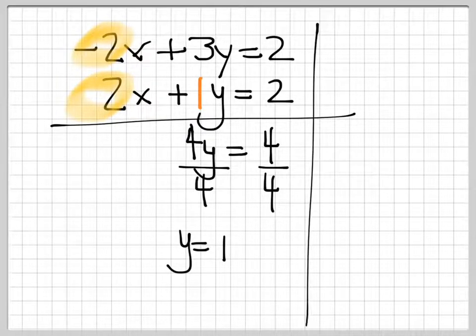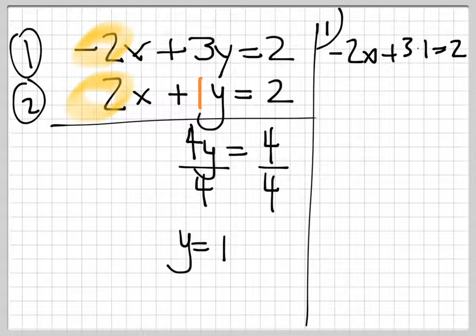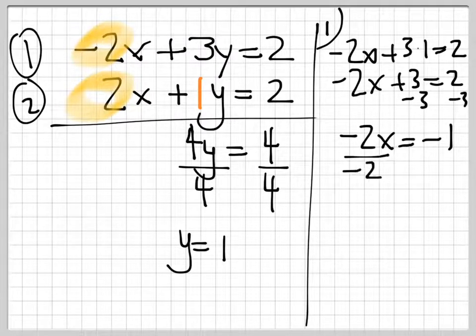So now, when we come over here to do our little bit of side work, we need to figure out what x is. Pick an equation. Here's 1, here's 2. Let's be brave and do equation 1. Negative 2x plus 3 times 1 equals 2, which is negative 2x plus 3 equals 2. Move the 3 over, and we get negative 2x equals negative 1. Divide both sides by negative 2. And we get x equals, the negatives cancel, and we're left with 1/2.